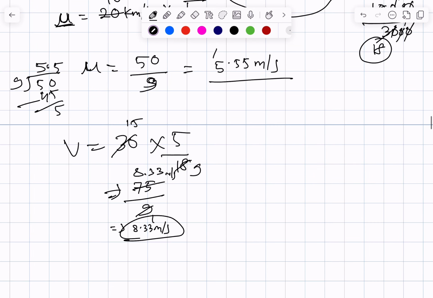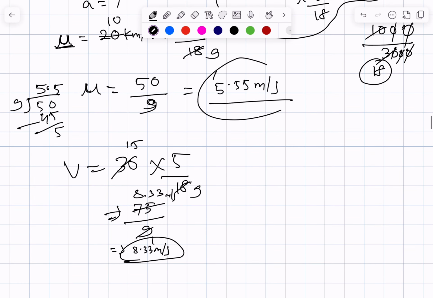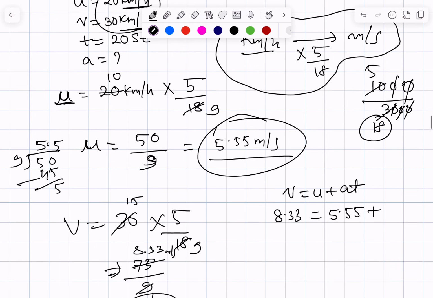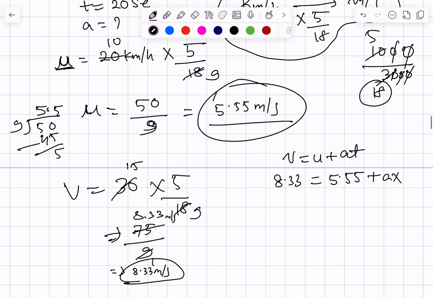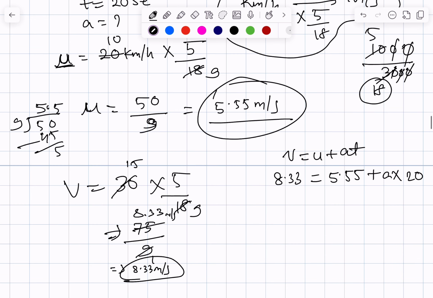Perfect. So we know the final velocity, and now we know the initial velocity in meter per second. So now we use the formula. V is equal to U plus AT. V is what? 8.33. U is what? 5.55. Acceleration we need to find. And time is what? 20 seconds. 8.33 minus 5.55 is equal to 20A. 8.33 minus 5.55 will be what?